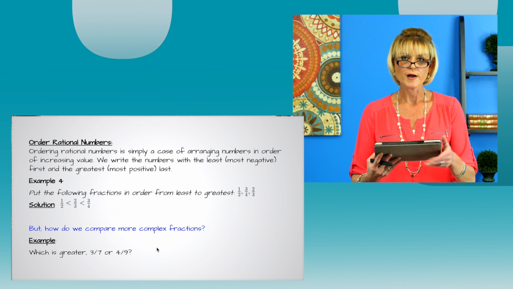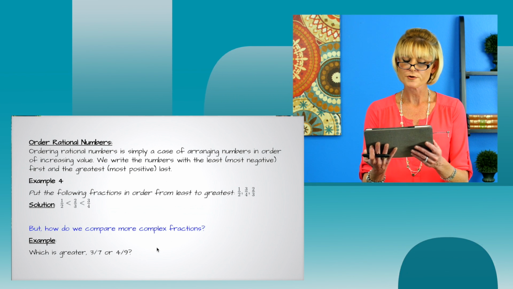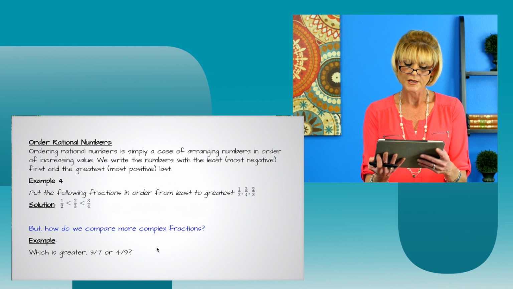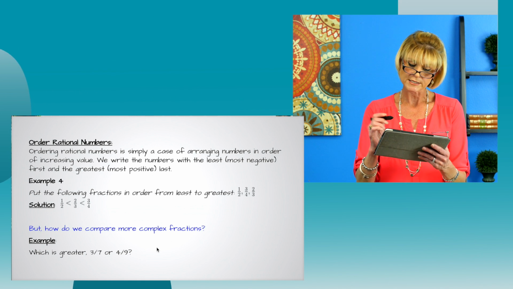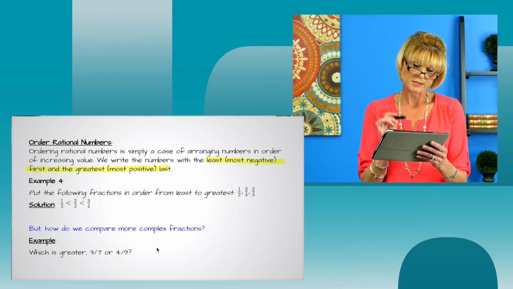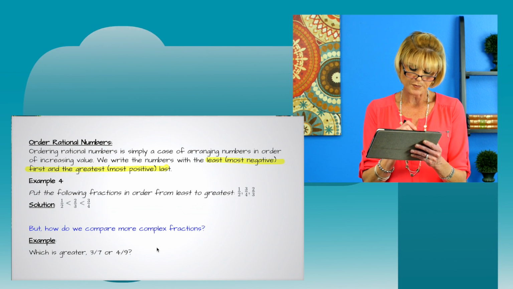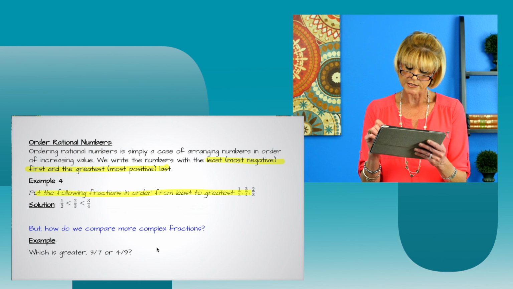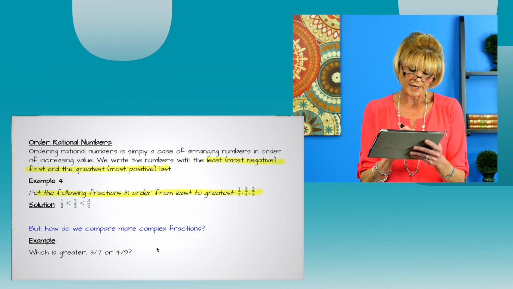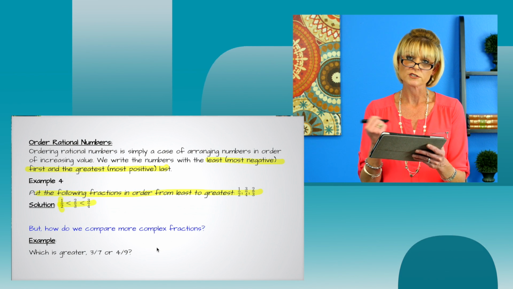We also need to know how to order rational numbers. Now, ordering rational numbers is simply a case of arranging numbers in order of increasing value. We write the numbers with the least, or most negative, first and the greatest, or most positive, last. So for example, put the following fractions in order from least to greatest: 1/2, 3/4, 2/3. The solution is 1/2 is less than 2/3 and 2/3 is less than 3/4.